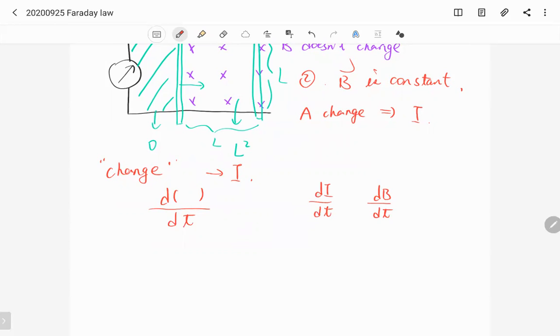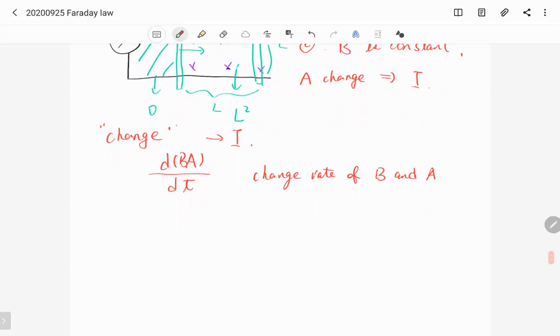Okay, so in induction, we have magnetic field change and also the surface area change. So we can multiply the magnetic field and the surface area inside the bracket. Then we have the change rate of magnetic field and area. And you can find that we know the electric flux is defined as electric field times the area. And the same thing, we have magnetic field times the area. So we define B times A as the flux of the magnetic field. So the magnetic flux.